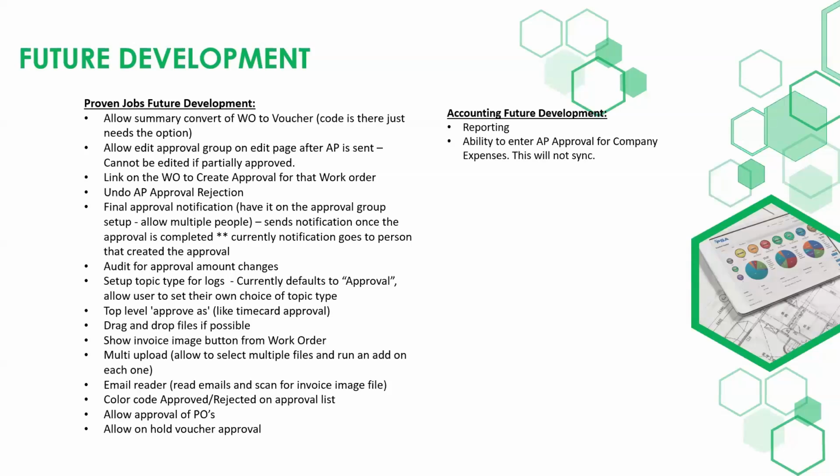Now I'm going to review some future development items. The first development item is to allow a summary of converting a work order to a voucher. This allows you to convert multiple work orders into one voucher. This is allowing the edit approval group after the AP is sent. If the AP has multiple approvers, it cannot be partially approved when you want to edit it. It can only be either fully approved or not approved at all.